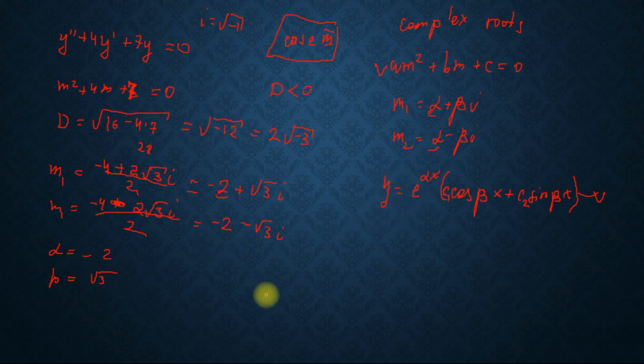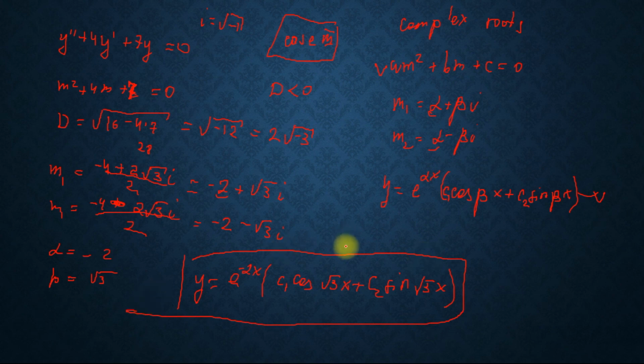If I want to write the solution, I need to write y is equal to e to the power alpha x, and in our case alpha is equal to minus 2, so I write minus 2x, and then c1 cosine, since my beta is equal to root of 3, root of 3x, plus c2 sine root of 3x. So this one will be the solution of my differential equation, and that's all. This one is the general solution. If you have, for example, an initial value or boundary value problem, you need to find c1 and c2 such that your function satisfies your conditions.